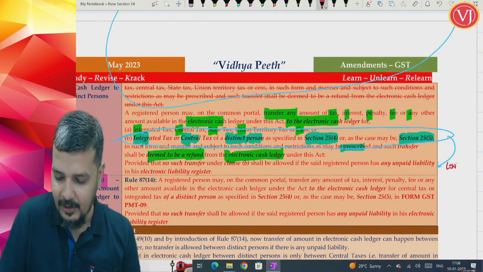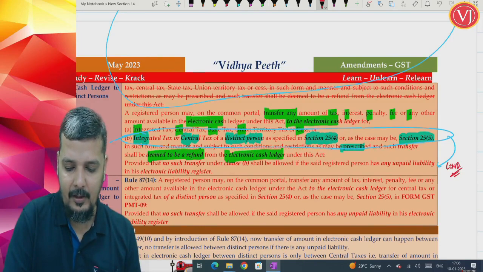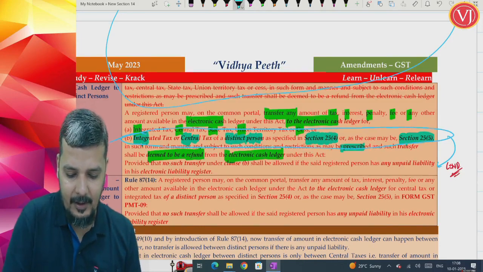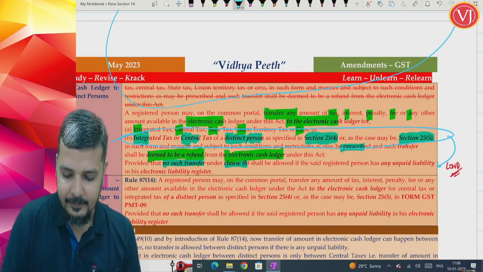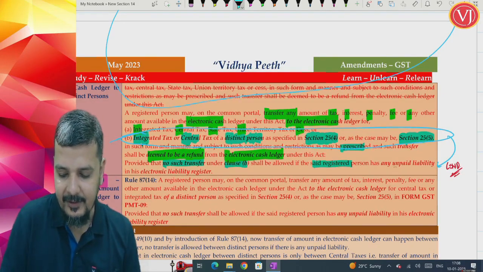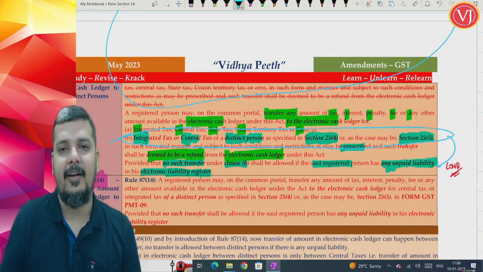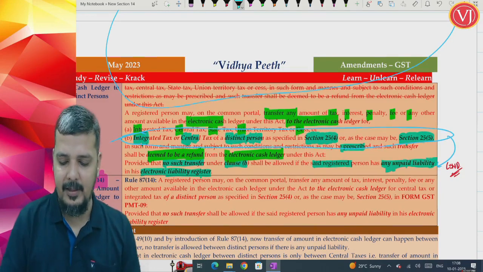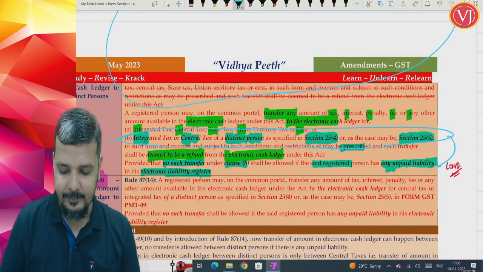If you look at the condition, it tells that no such transfer can be allowed. Such transfer cannot be there under clause B, meaning you are talking about distinct persons, if the said registered person has any unpaid liability in the electronic liability ledger. Then that transfer is not allowed. So that is the condition for this clause C.